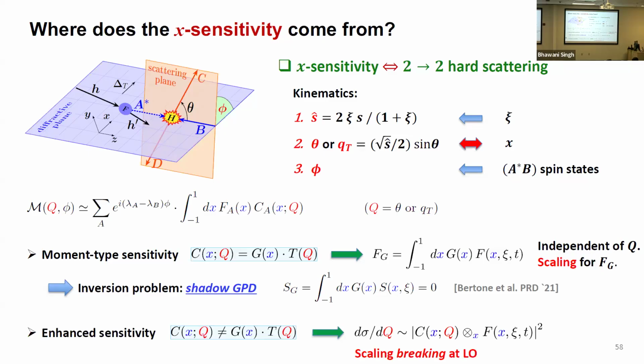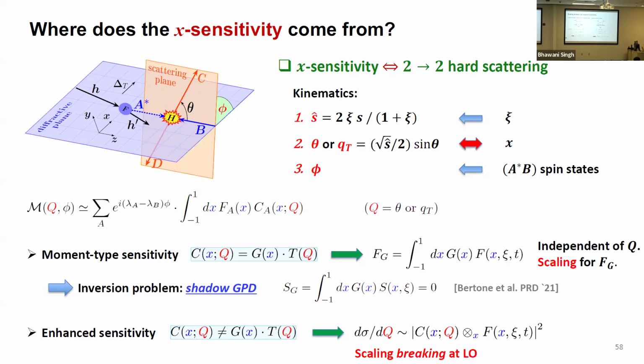But if we can have some processes such that the hard coefficients really depend on the X and Q in a non-factorizable way, then there is an entanglement between the Q dependence and the X dependence in this convolution. And from that, we can get extra sensitivity to the X dependence. And that has to break the scaling at the leading order.